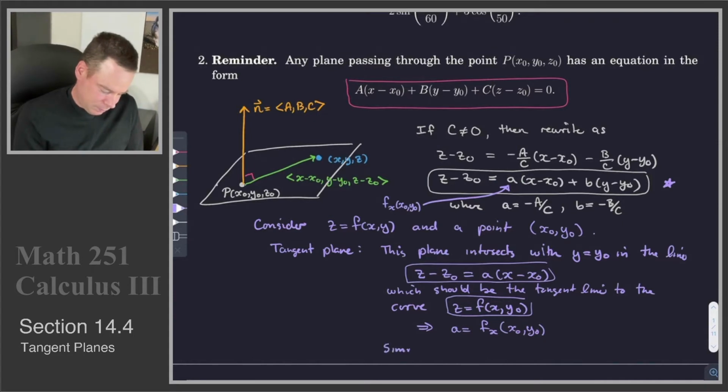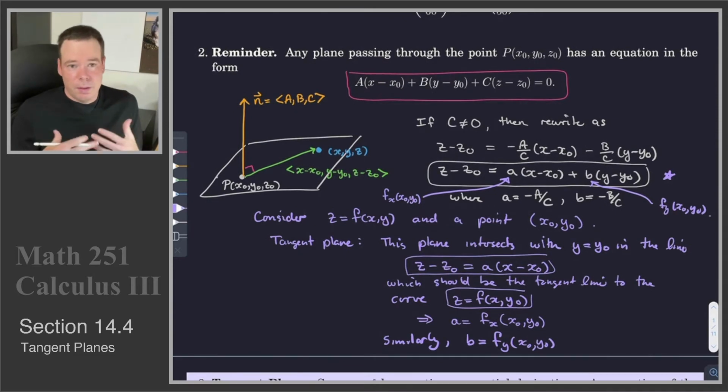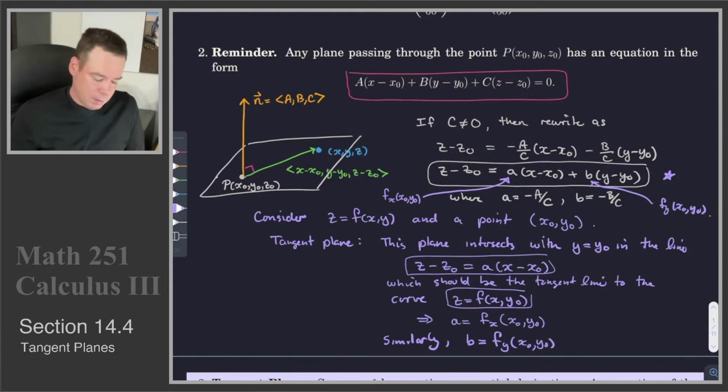Similarly, the same argument will show that b has to be the y partial derivative. And so that b there is going to be f sub y at x naught, y naught, in order to be the tangent plane. So that's how we can attack this problem of what's the plane that's the best approximation to the function at a point, by converting it to a calculus 1 type problem.